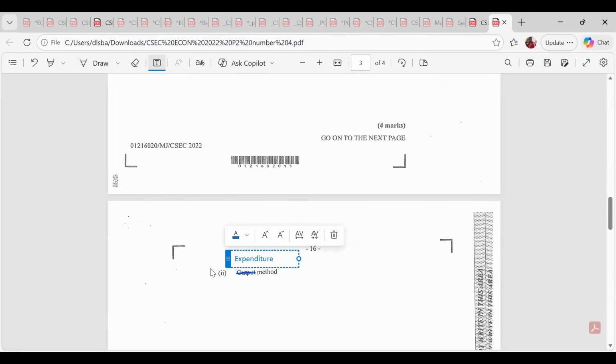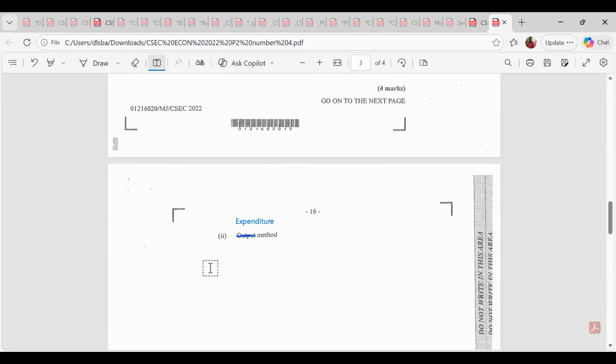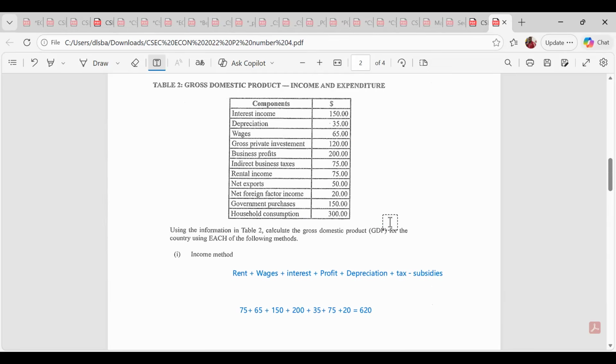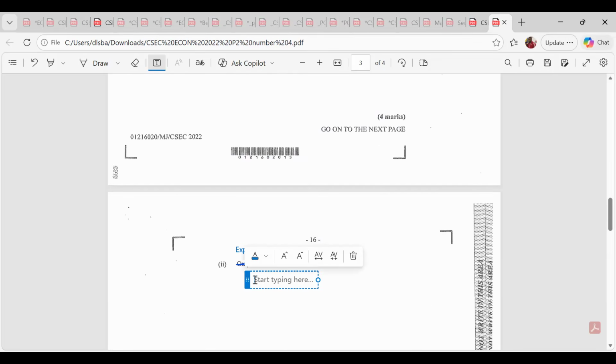So what would have happened in the exam? They probably would have either left out the question completely or awarded the 4 marks. Okay. The expenditure method is when we're looking at CIG. So we're looking for consumer spending. Are you seeing anything that could be consumer spending? Yes, sir. $300, household consumption. I'll write out the formula first: C plus I plus G plus net exports, which is X minus M. Consumer spending is 300.